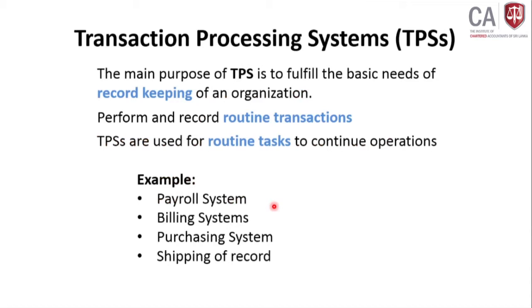The main purpose of TPS is to fulfill the basic need of record keeping. The records are the transactions. They are stored and the system performs and records routine transactions. In a factory environment, there are so many transactions. In the office environment also, there are so many transactions. So in order to continue the operation, they use these routine tasks, routine transactions. What are those? Payroll system, billing system, purchasing system, shipping records.